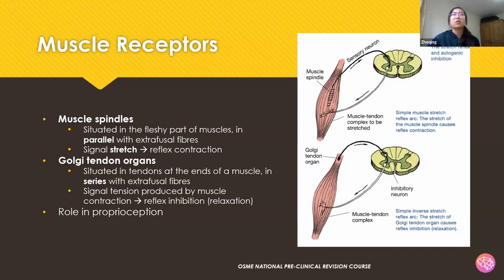and they cause reflex inhibition and hence relaxation of the muscle. So I think it's quite important to differentiate the function of the two main groups of muscle receptors, and together they play a role in proprioception, because sensing and signaling stress, stretch and tension helps with balance and maintaining posture. Both of these groups of muscle receptors work with joint mechanoreceptors to maintain balance and posture.